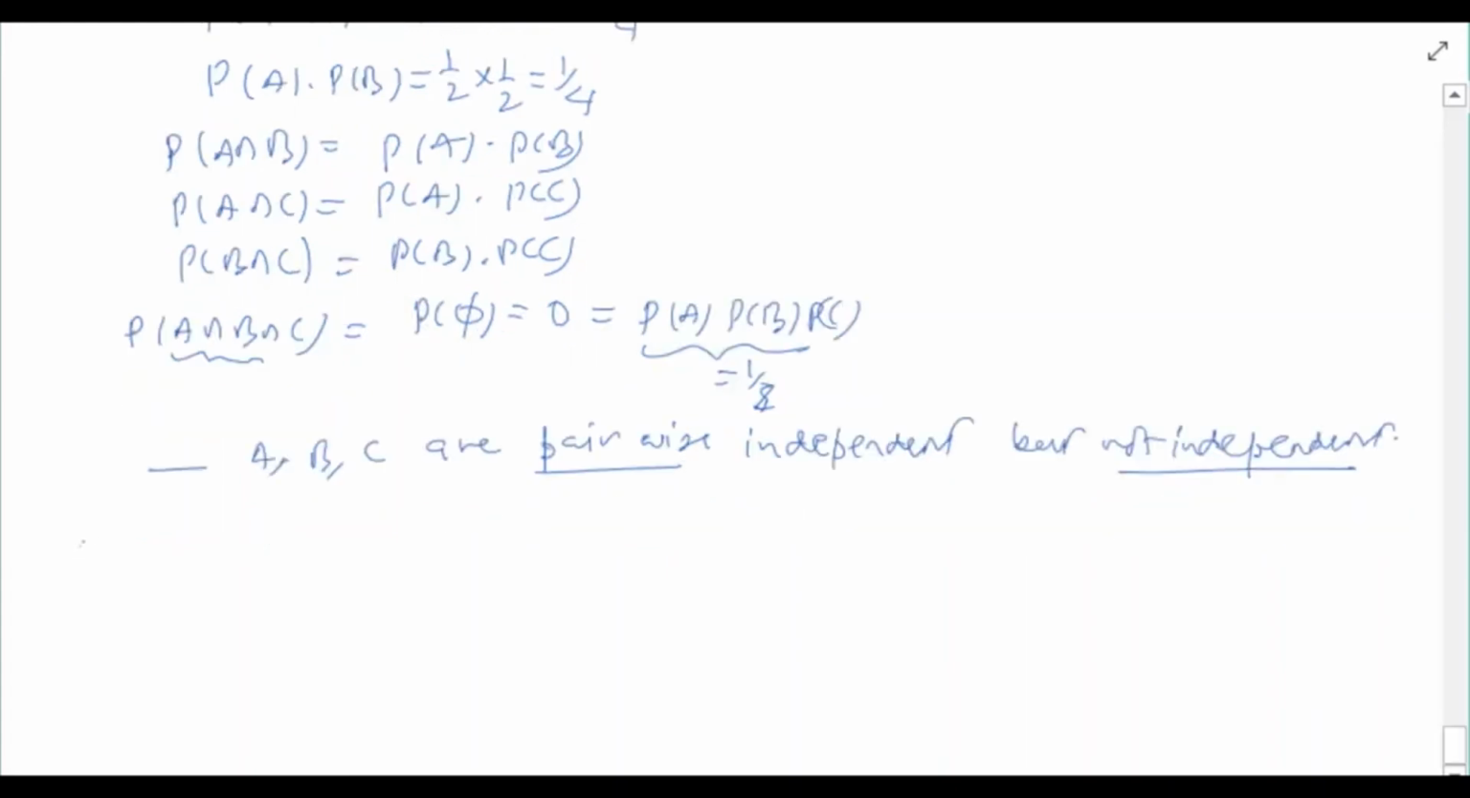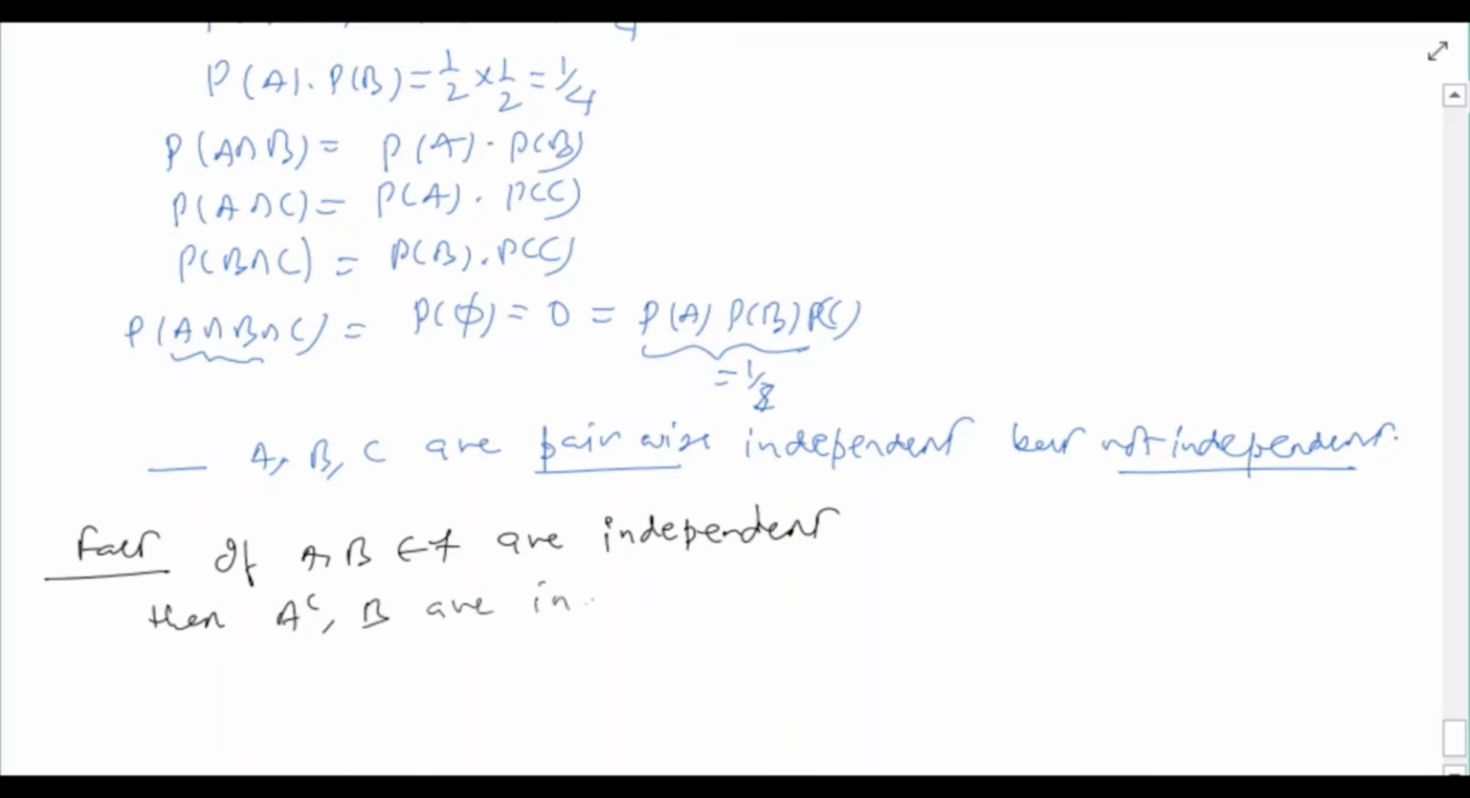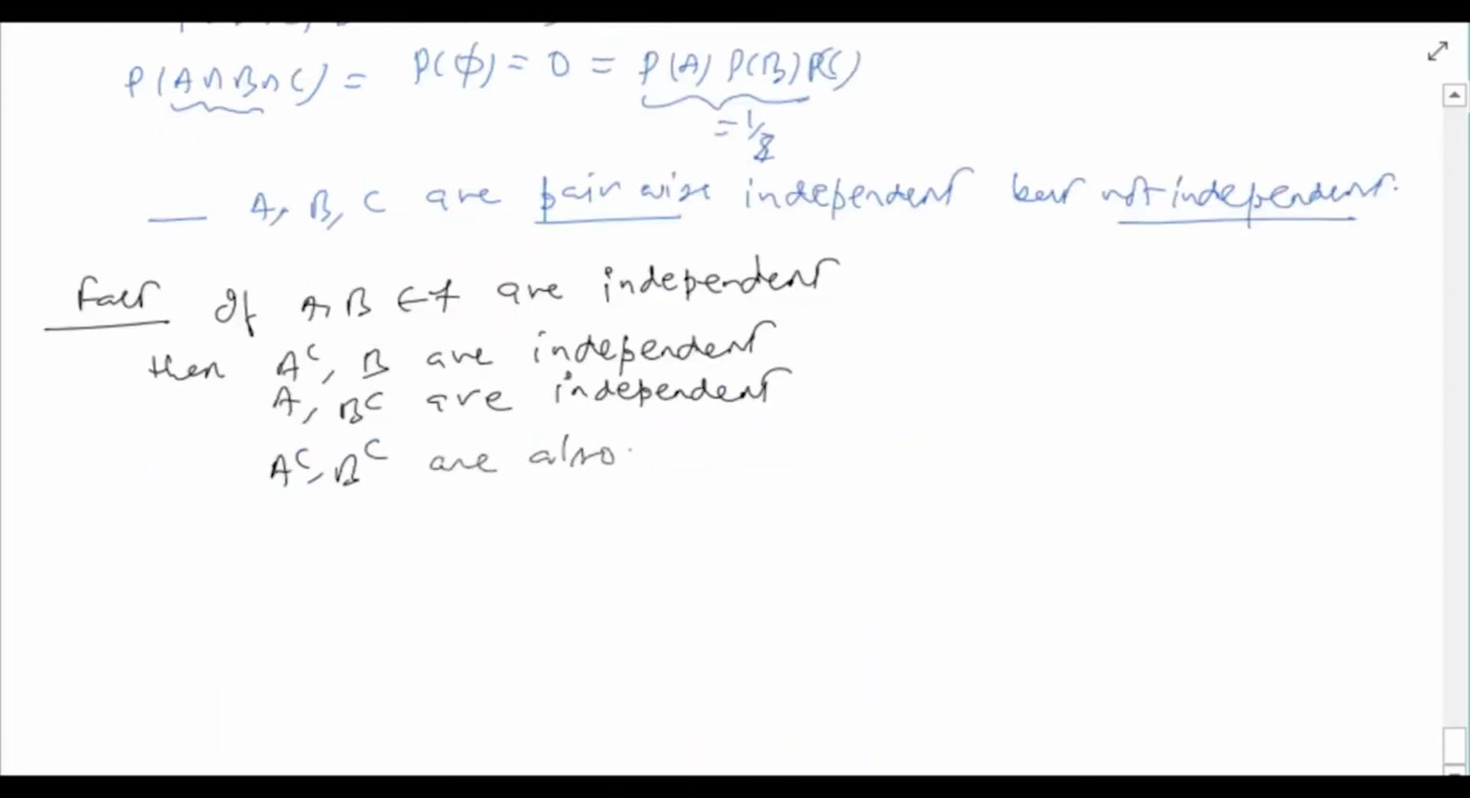We observe the following important fact about independence of events. So fact, if events A and B are independent, then A complement B are independent, A B complement are independent, and so are A complement B complement are also independent.